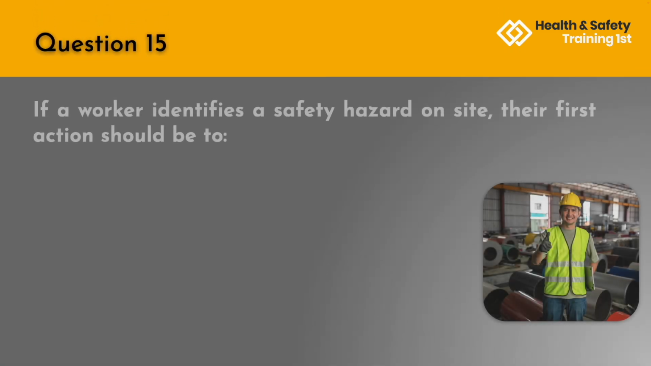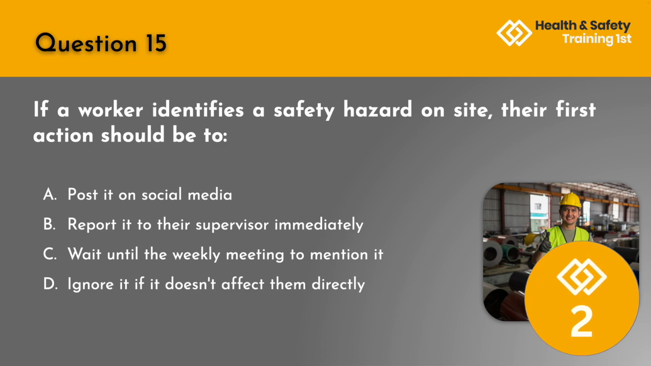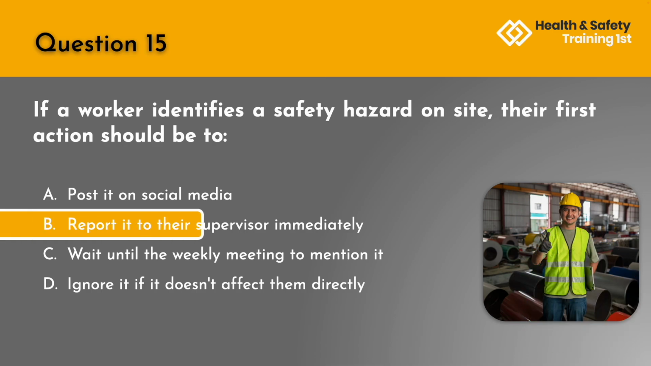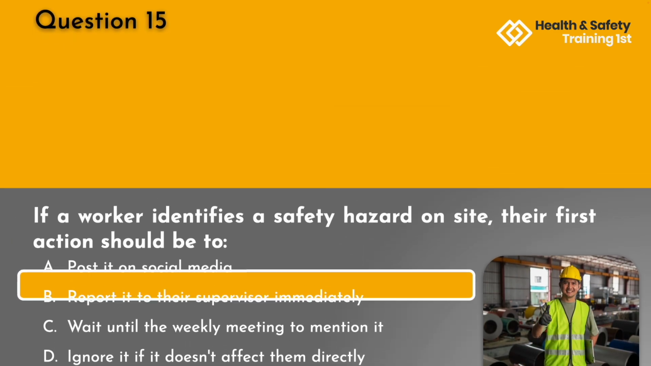Question 15. If a worker identifies a safety hazard on site, their first action should be to A. Post it on social media. B. Report it to their supervisor immediately. C. Wait until the weekly meeting to mention it. Or D. Ignore it if it doesn't affect them directly. The correct answer is B. Report it to their supervisor immediately.